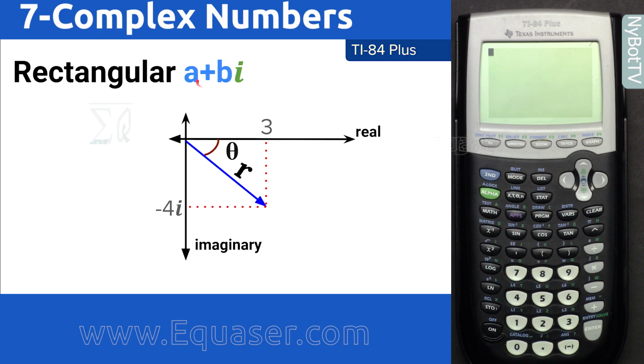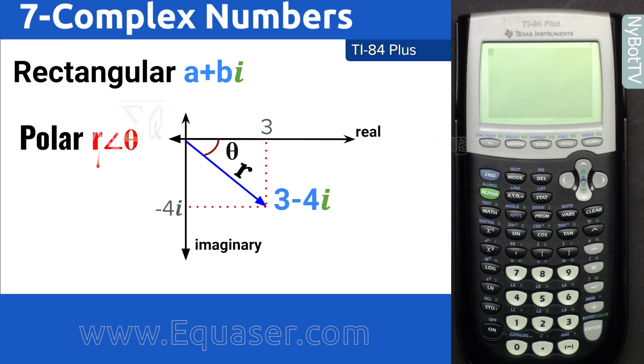Now for rectangular, it is shown in A plus B format, A plus Bi, and we have a real axis, and then imaginary is the same as the i-axis. It's vertical, and 3 minus 4i is shown like 3 in the real, and minus 4i on the imaginary axis.